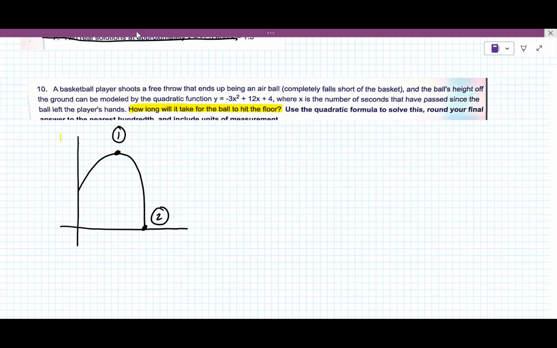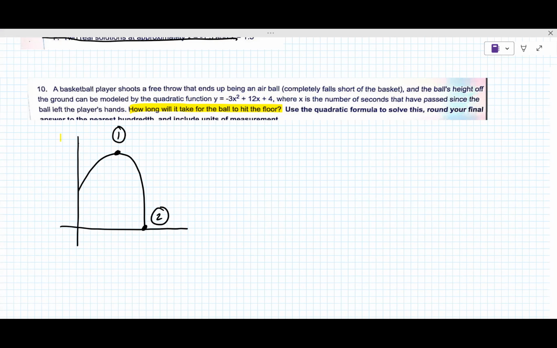Okay, so a basketball player shoots a free throw that ends up being an air ball and completely falls short of the basket. And the ball's height of the ground can be modeled by the quadratic function y equals -3x squared plus 12x plus 4, where x is the number of seconds that have passed since the ball's left the player's hands. How long will it take for the ball to hit the floor? So we're looking at number 1, basically, from the graph that you have drawn. So we're actually looking here at number 2.